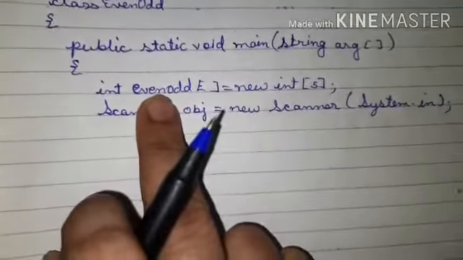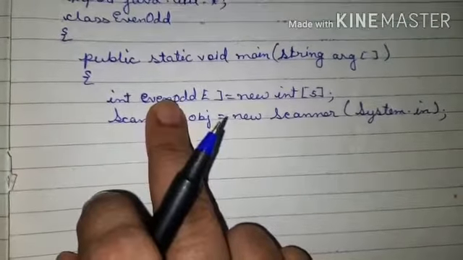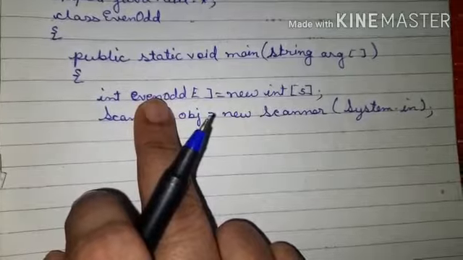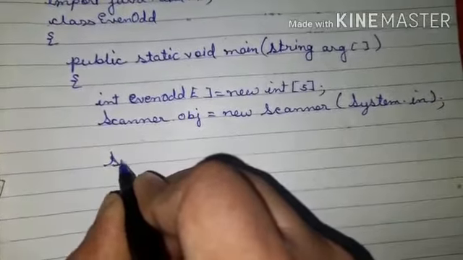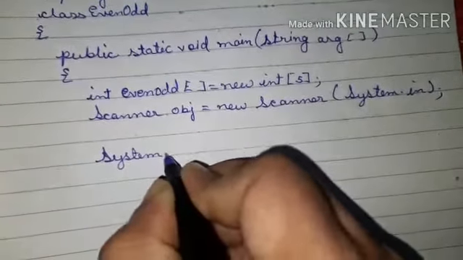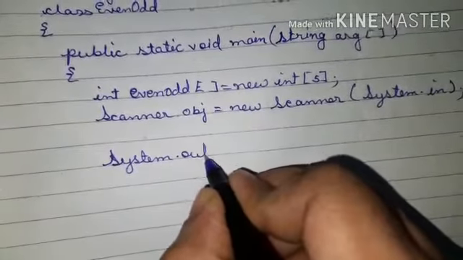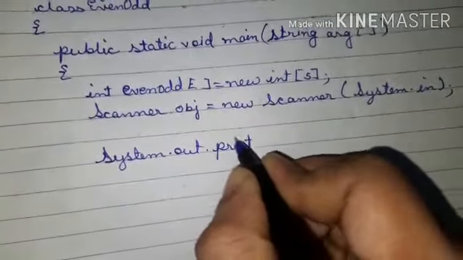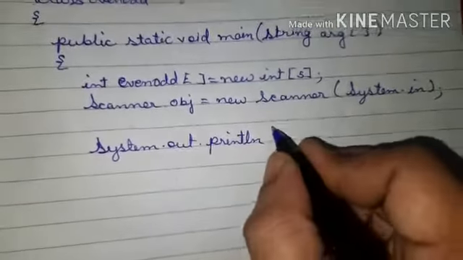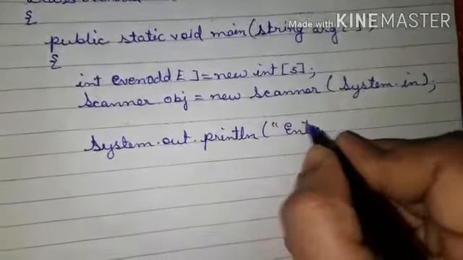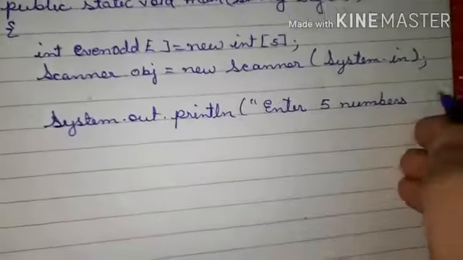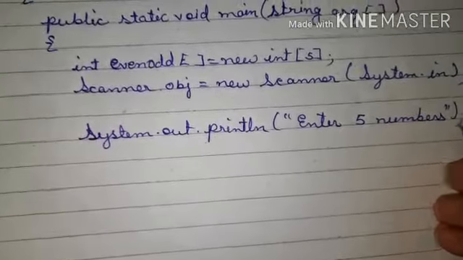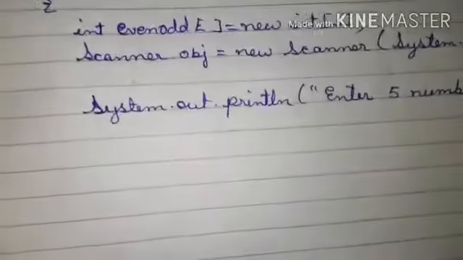Already I have explained that to enter an array, since it is an array, we have to use a for loop. Before giving the for loop, we'll display a statement: System.out.println("Enter 5 numbers"). So this statement will be displayed on the screen. Then we'll give the for loop.